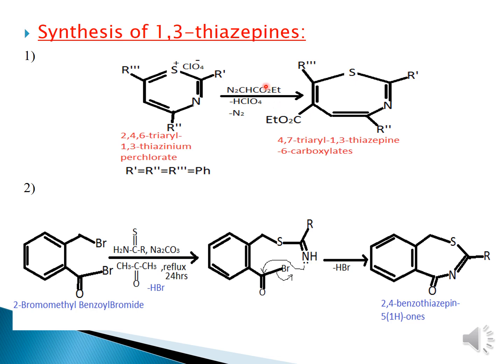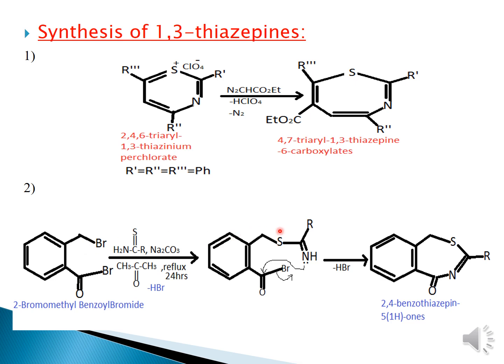Those are esters. Then again, if you move on to the second reaction, you are taking 2-bromomethyl benzoyl bromide. This whole is your benzoyl bromide. Upon treatment with the thioamides, you reflux for 24 hours, one day, with acetone and Na2CO3 as base. Upon base treatment, when you add the thioamides, there is a removal of bromine, HBr gets cleaved out from here, and then you will get back your atom over here. Here you will go and attack that.